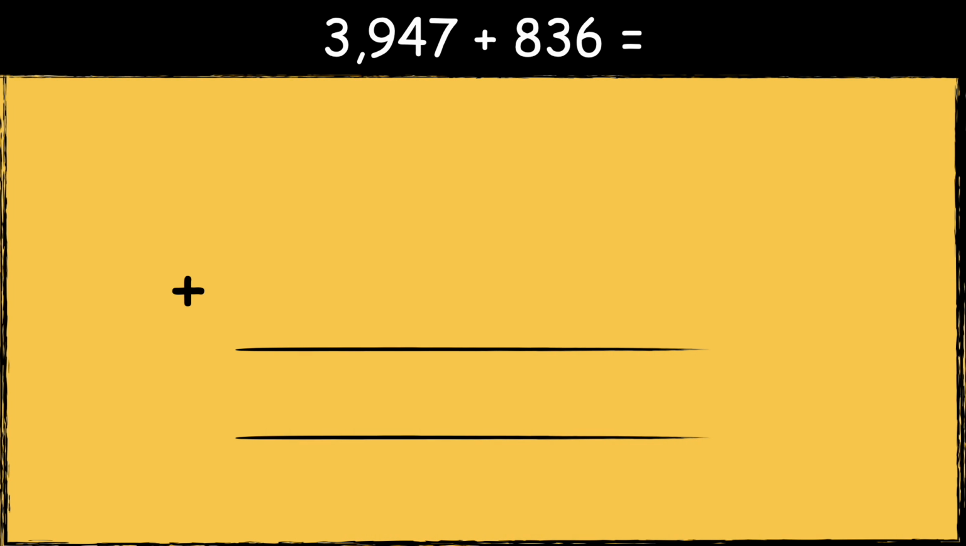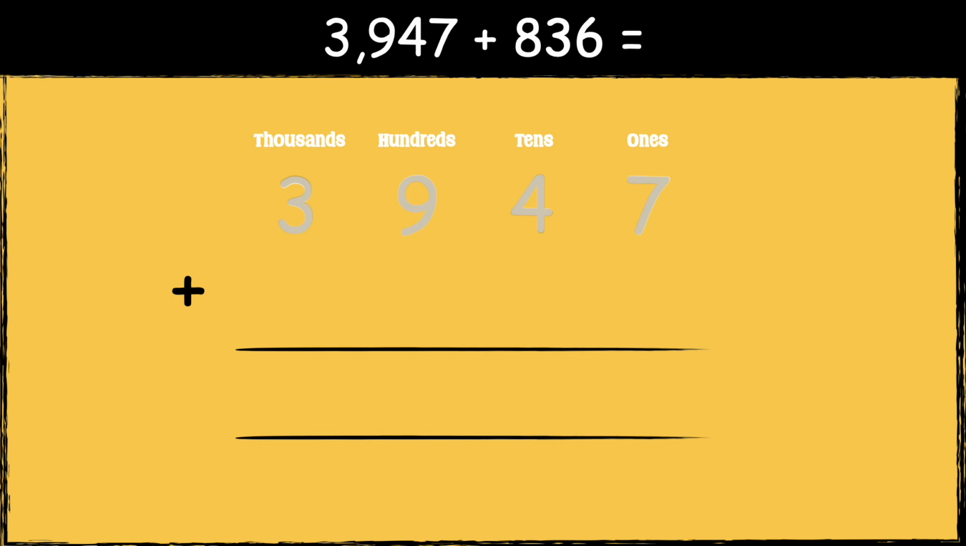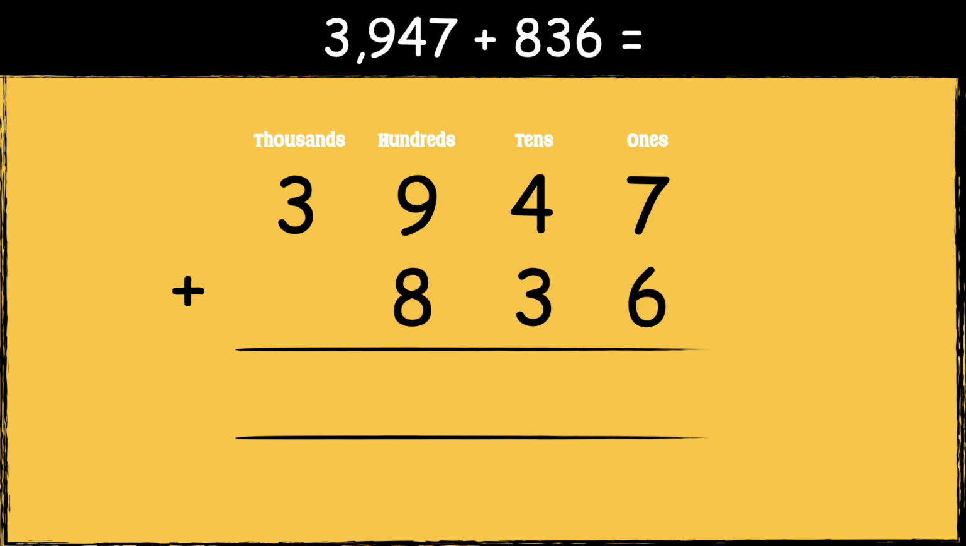Here's the last example. 3,947 add 836. Remember to line the numbers up correctly. So we have 3,947 and 836. So now we're ready to add the digits in each column. So we start with the ones. 7 add 6 equals 13. We carry the 10 below in the tens column.